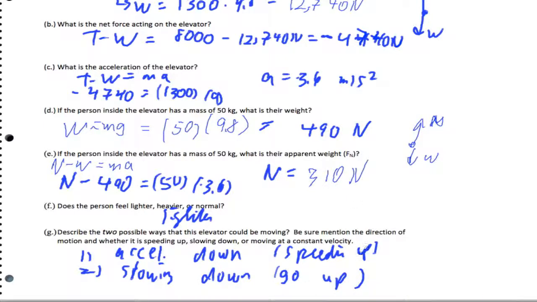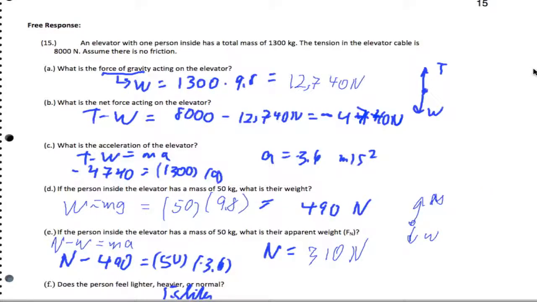So that's it. So I'm going to say accelerating downwards, and then I'm going to write that is that we're increasing speed in part A. Falling faster and faster. The other possibility is that we're going up and we're slowing down. So that is the answer to that particular free response question.